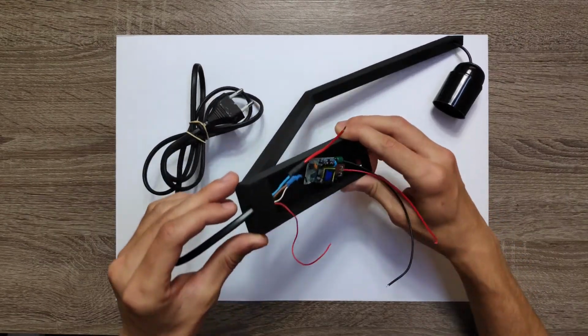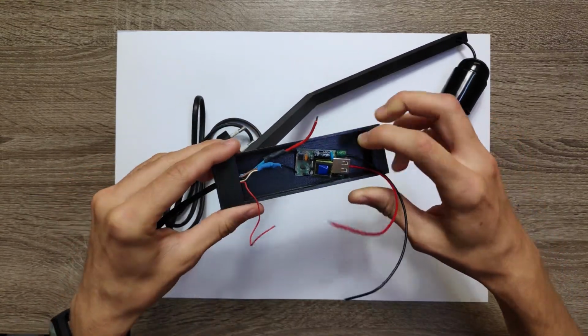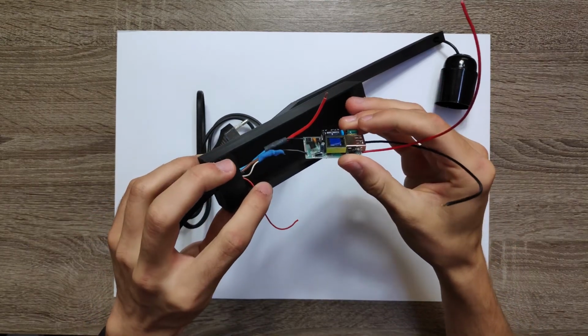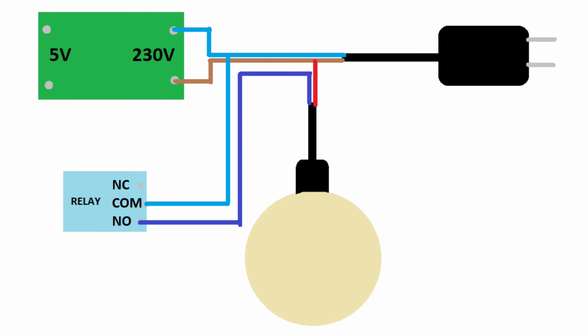Now pass the main high voltage wire through the back hole and solder it to the 5 volt power supply input. You also have to solder one of the light bulb wires to the high voltage wire. It should look like this.